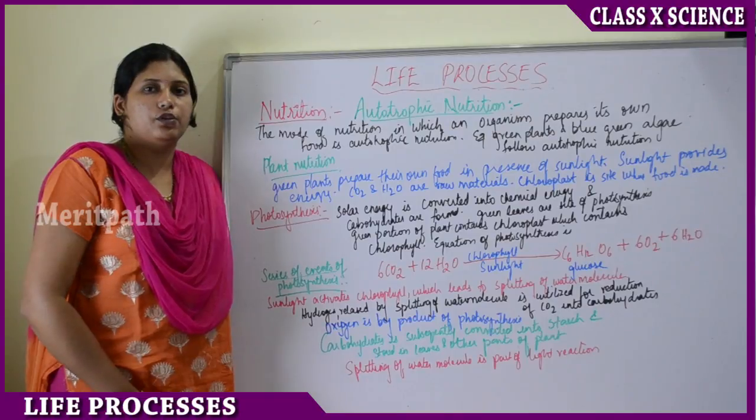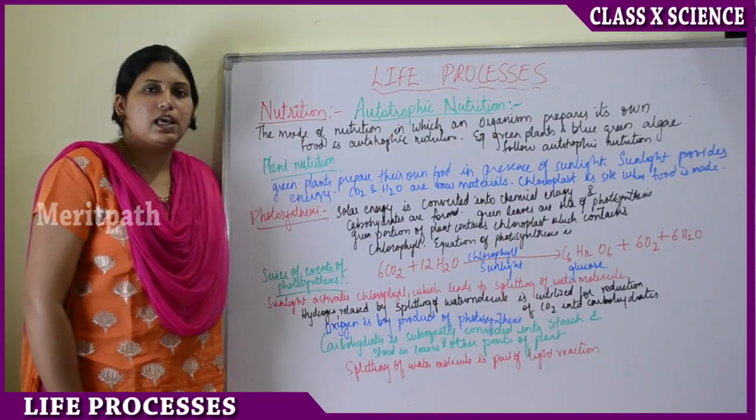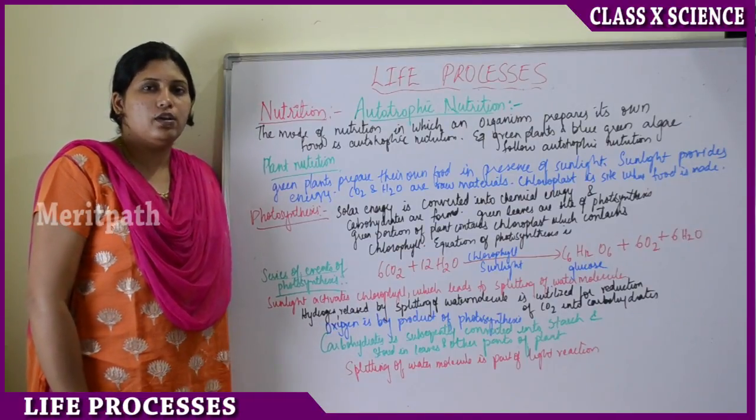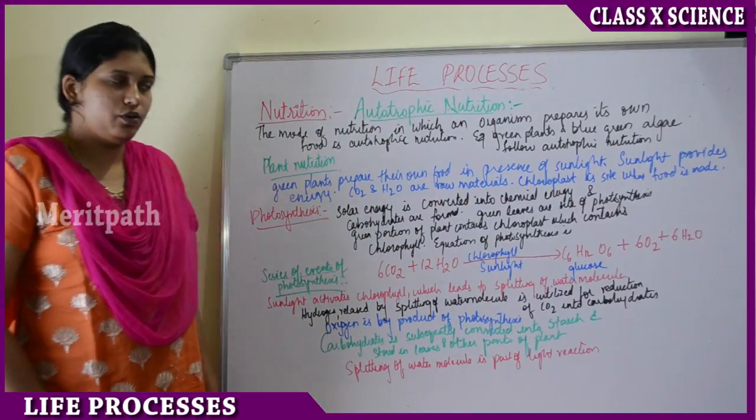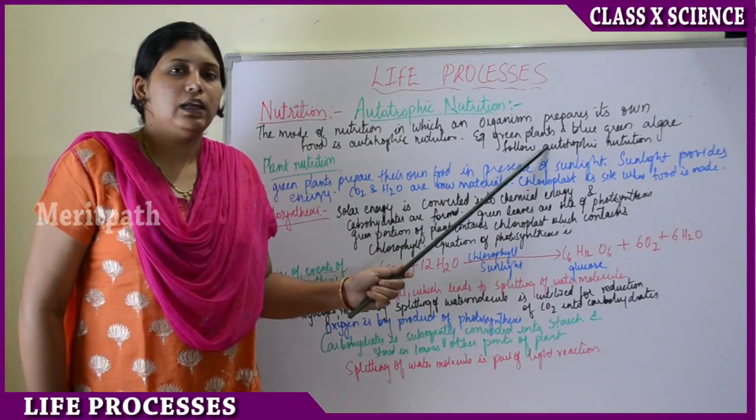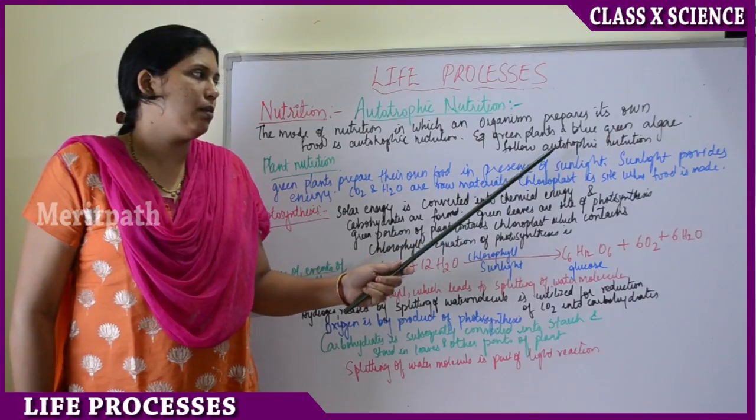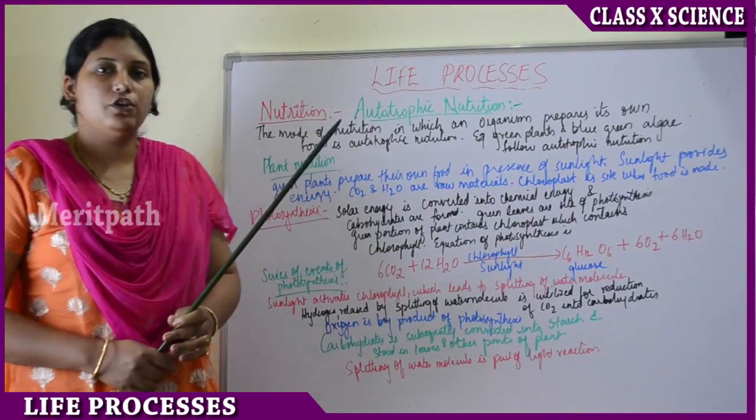This is autotrophic nutrition. If the organism is capable of preparing its own food, then it is autotrophic nutrition. Examples are green plants and blue-green algae. They both follow autotrophic nutrition.